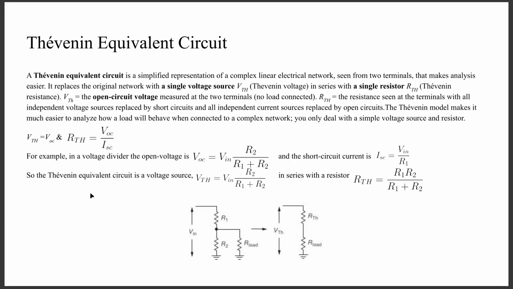So the Thevenin equivalent circuit is a voltage source, V Thevenin equals Vin times R2 over R1 plus R2, in series with the resistor R Thevenin equal to R1 times R2 over R1 plus R2.